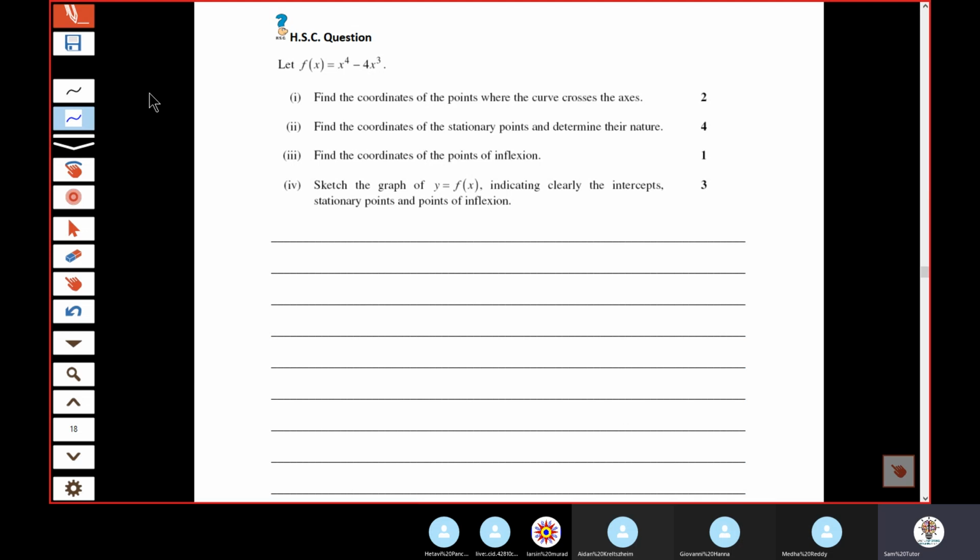Find your x and y intercepts. So first you make x equals 0, you'll get y equals 0, and then do y equals 0, and you'll find your x intercepts.